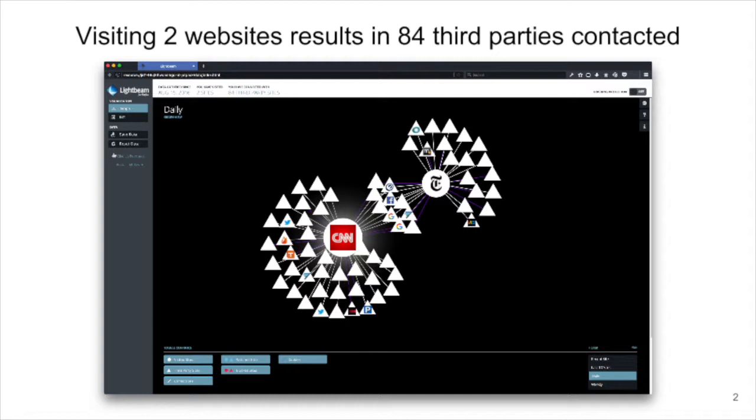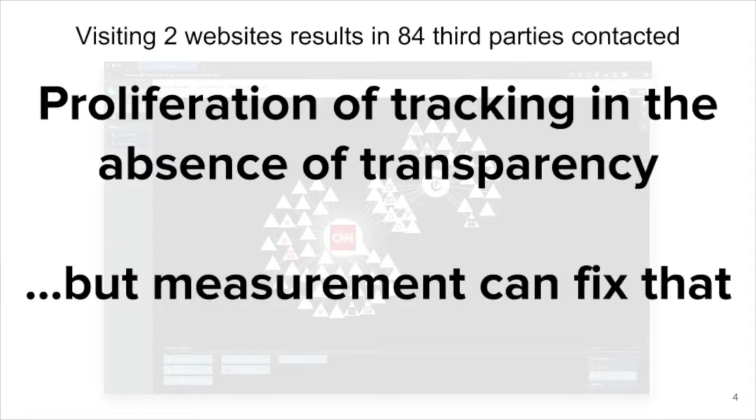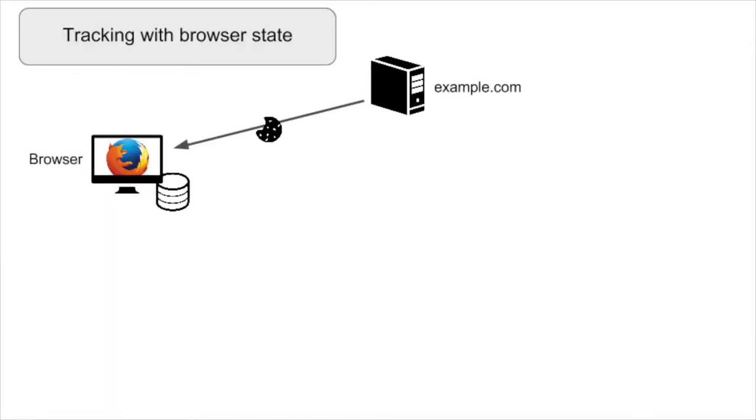For example, if you visit CNN and the New York Times, you end up connecting to 84 different third parties. Any of the third parties that are shared between these sites will have the ability to track you. The proliferation of tracking that we've seen is really because of this lack of transparency. But measurement can help fix that, and I'll show you how both OpenWPM and our data can help make the web more transparent.